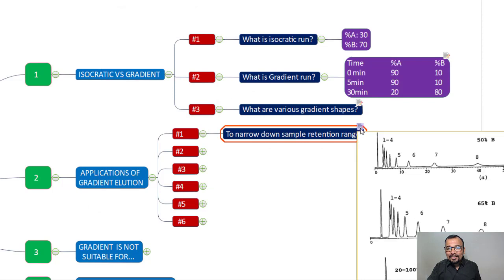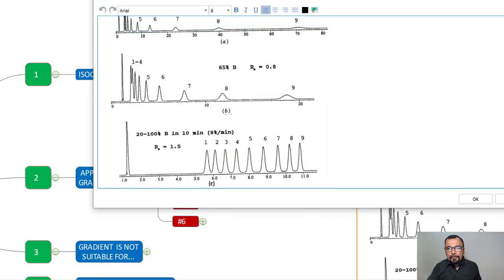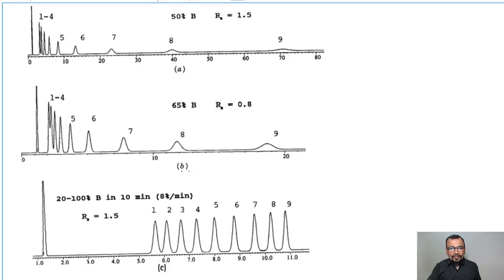So yes, here we go. Fantastic. Let us look at chromatogram A. On the top chromatogram, the percent B is 50. And how much resolution is possible? Look here. Resolution is 1.5 between the critical band pair.